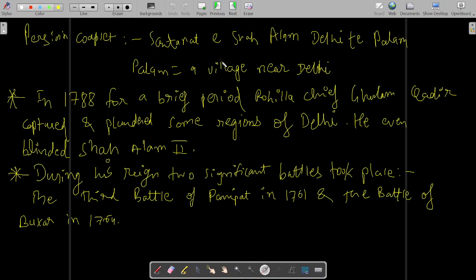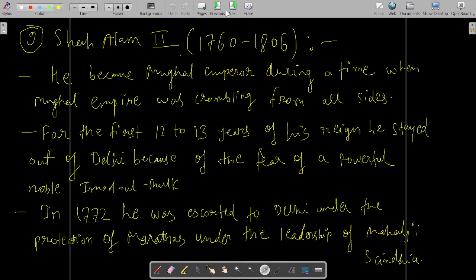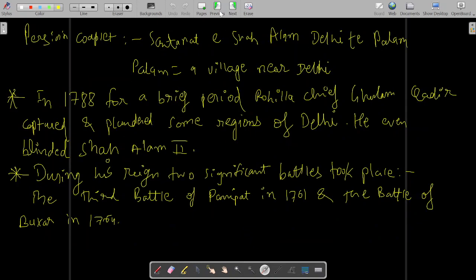Palam is a village near Delhi, very near to Delhi, some 100-200 kilometers area around Delhi. Such is the small area. So the reign of the Mughal emperor ranges from Delhi to Palam. Such was the Persian couplet: "Saltanat-e-Shah Alam, Delhi te Palam." During the reign of Shah Alam II, the king was confined up to Delhi only, up to a few kilometers from Delhi.